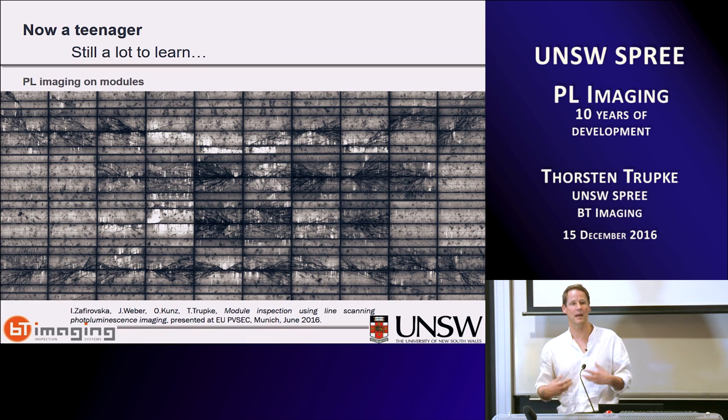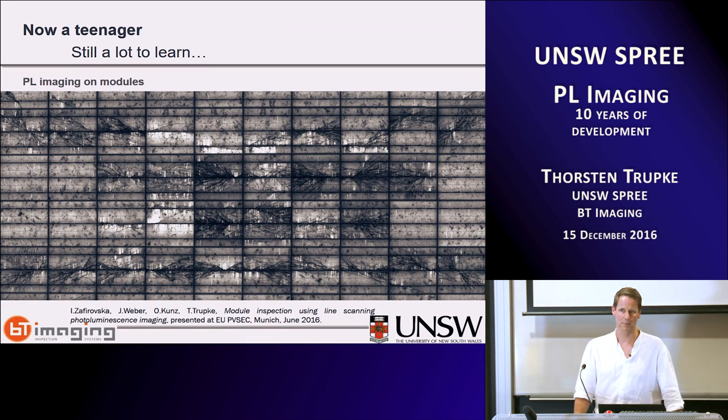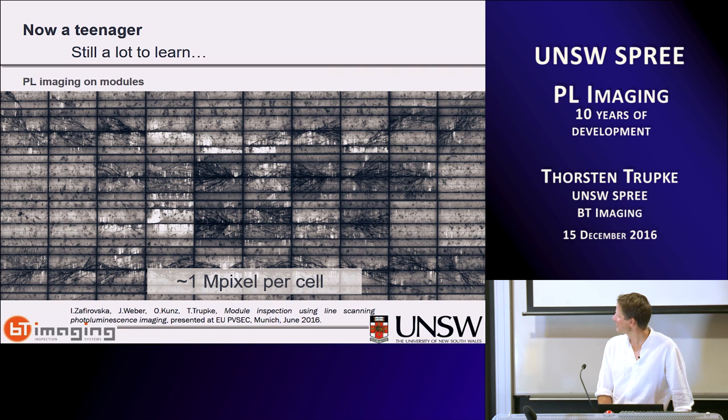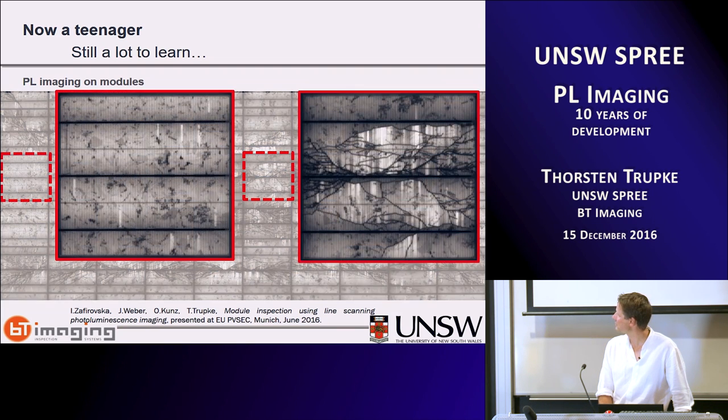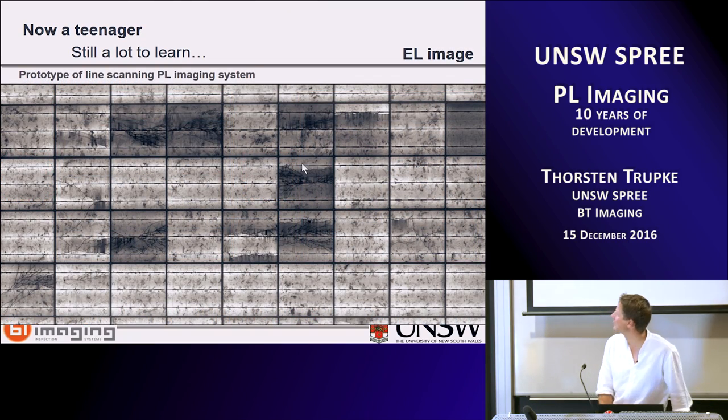So she is now able to take full area PL images using line scanning on fully assembled large 1 meter by 2 meter large modules. And this is an image she has measured recently. You can see we get exceptional image quality. If we zoom into this image, you can see each image is really beautiful quality, and we get the same patterns that I've shown you in the previous slide for the individual cells. I think I need to speed up a bit.